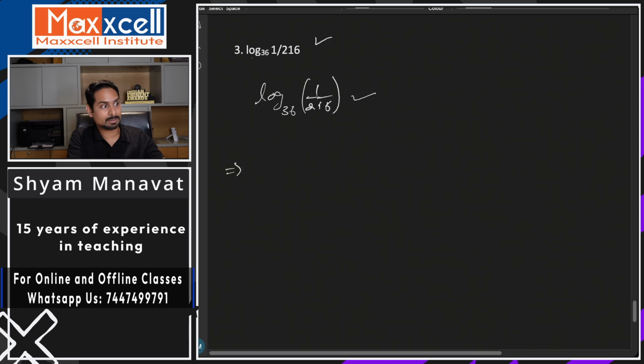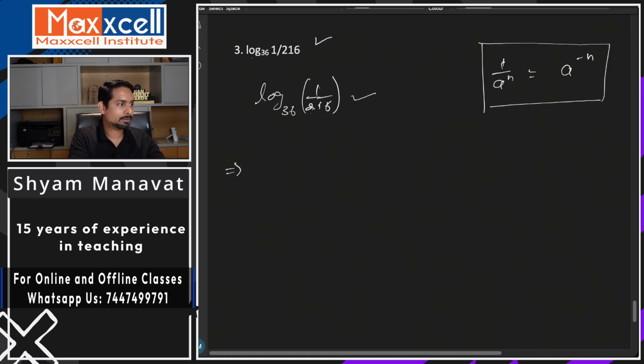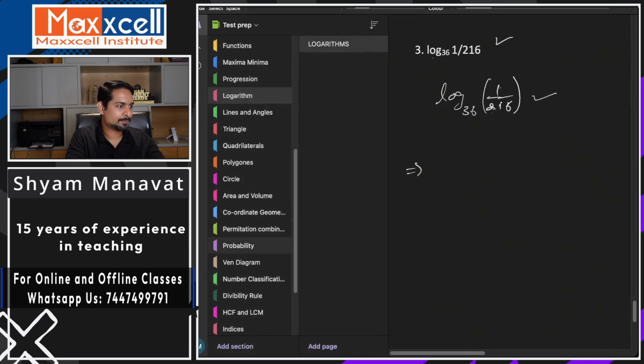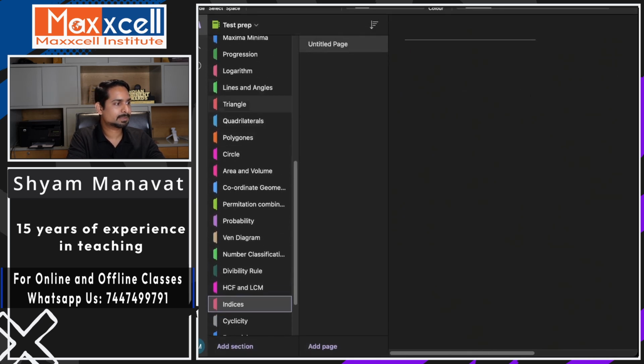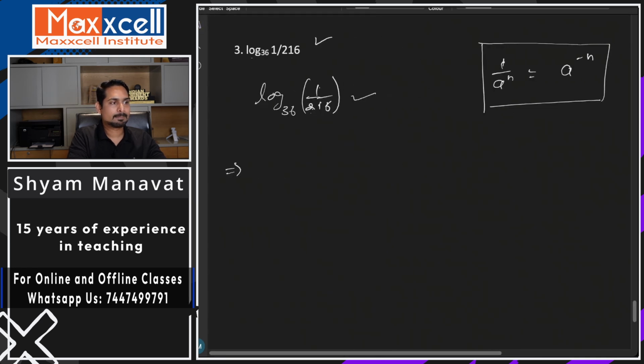There are many ways to solve it. You can say 1 upon 216 is nothing but 216 raised to minus 1. 1 upon a raised to n, that's a property of indices. That can be written as a to the power minus n. You can note this property of indices. We are going to discuss this property of indices here in this chapter. As of now, come back.